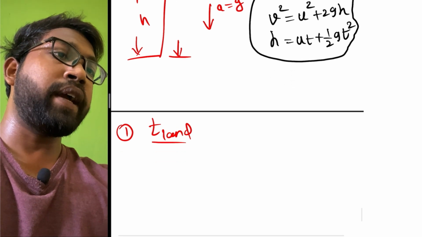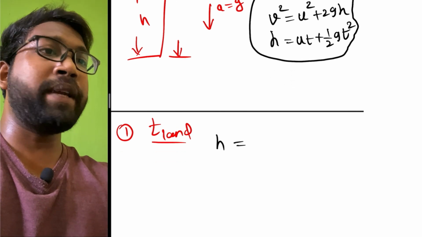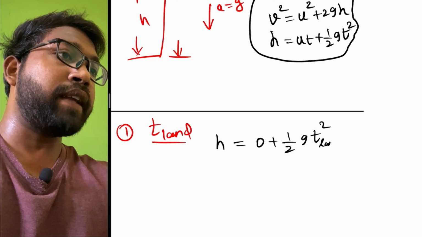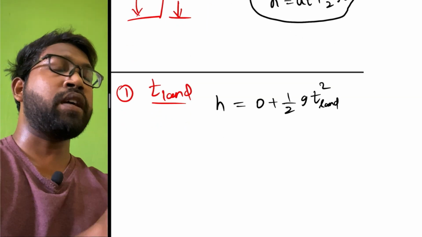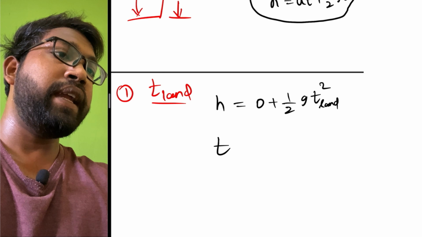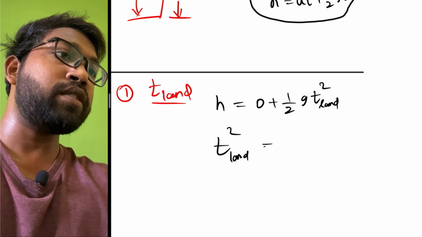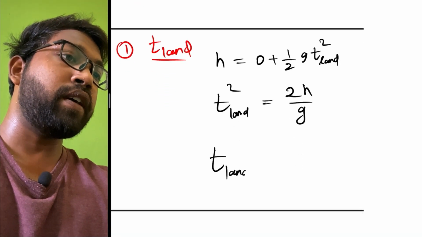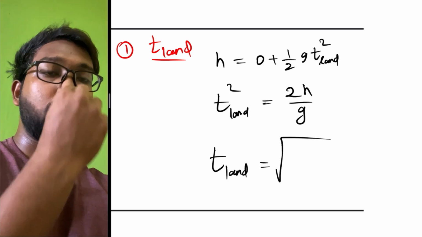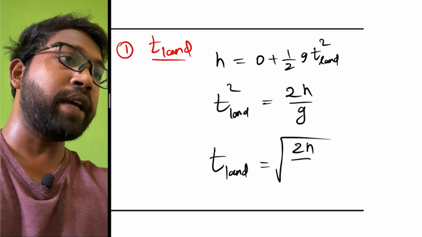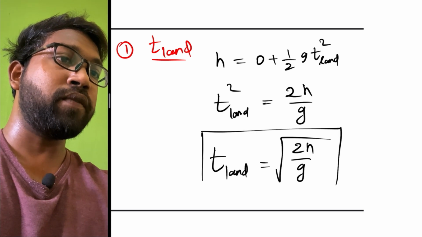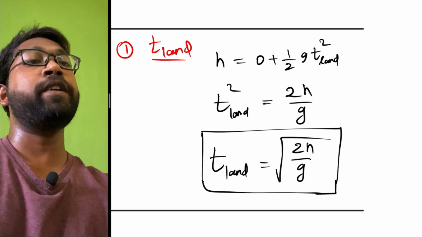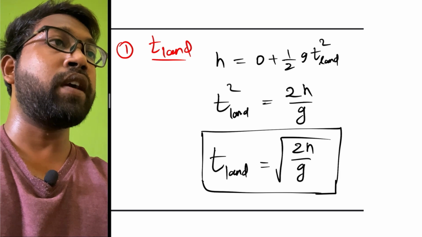So we have to find the height. We know the height h equals initial velocity, which is 0, plus half into g into t square. This is the landing time. Bring the 2 and g to that side, and we get t land square equals 2h by g. Taking the square root on both sides, the time to land is simply the square root of 2h by g. So this is our equation for finding the time to land from some height if you are dropping a ball.